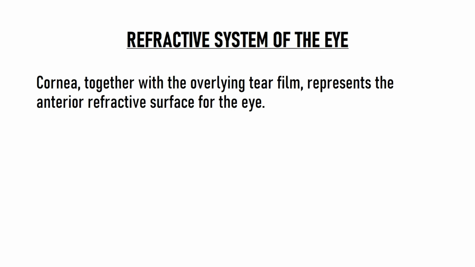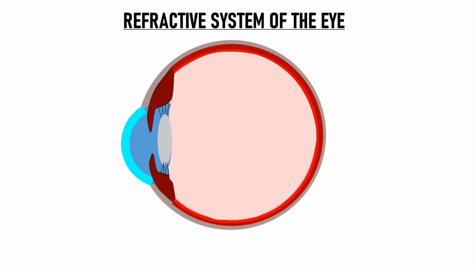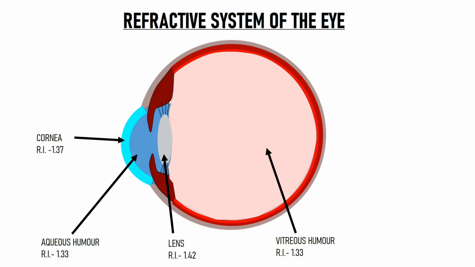Now we'll discuss cornea's contribution to the refractive system of our eye. Cornea, along with the overlying tear film, represents the anterior refractive surface of the eye. Before reaching the retina, light entering the eye passes through 4 structures: cornea, aqueous humor, lens, and vitreous humor. Here you can see the refractive index of each medium. Aqueous and vitreous humor both have a refractive index of 1.33. The refractive index of cornea is 1.37, while that of the lens is 1.42.